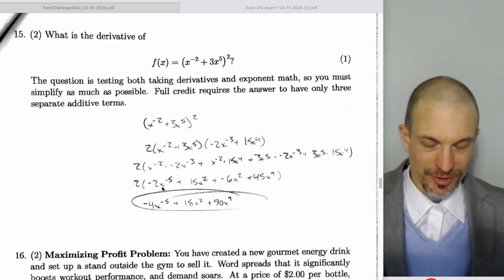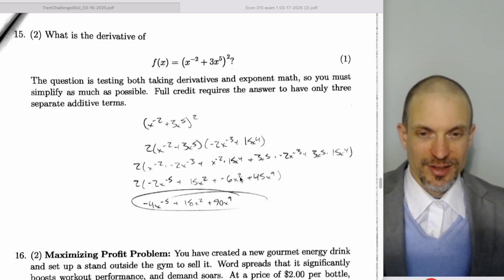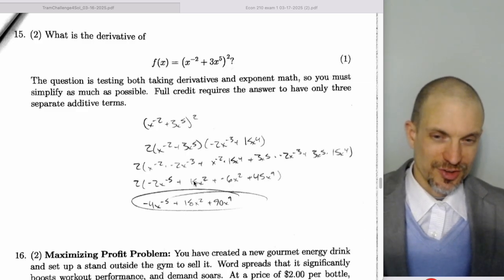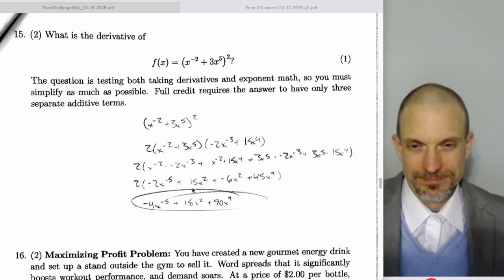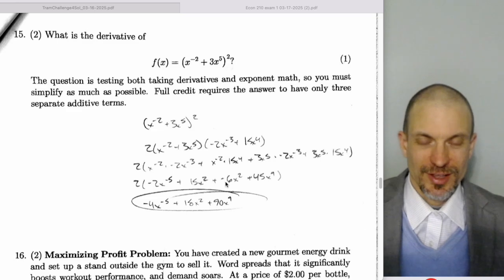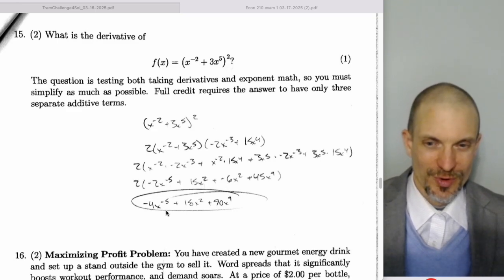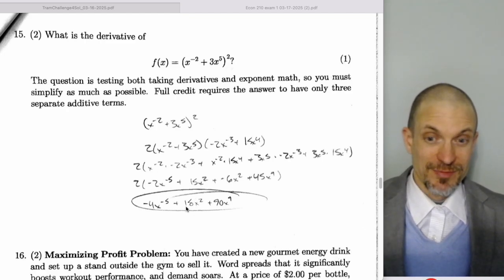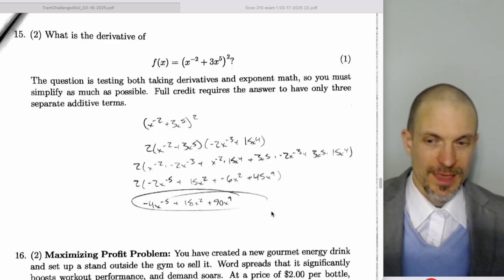Well, collect like terms and then multiply through the 2. Collecting like terms, I get minus 2x to the minus 5 plus 15x squared minus 6x squared plus 45x to the ninth. Collecting like terms, 15 minus 6 was 9x squared, but I've got this 2 here, so 2 times minus 2 is minus 4x to the minus 5. 2 times 9 gave me 18x squared, and 2 times 45 gave me my 90x to the ninth.